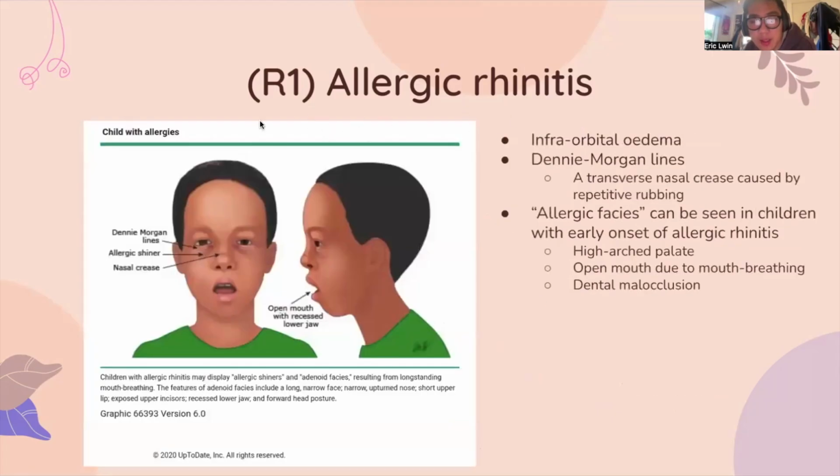This is typically the exam finding that you might get for allergic rhinitis: a child with allergies. So this might consist of infraorbital edema and Denny-Morgan lines, which are these lines that you get on your nose from excessive rubbing on the nose, from nasal itching, and allergic facies. You can also get as well.